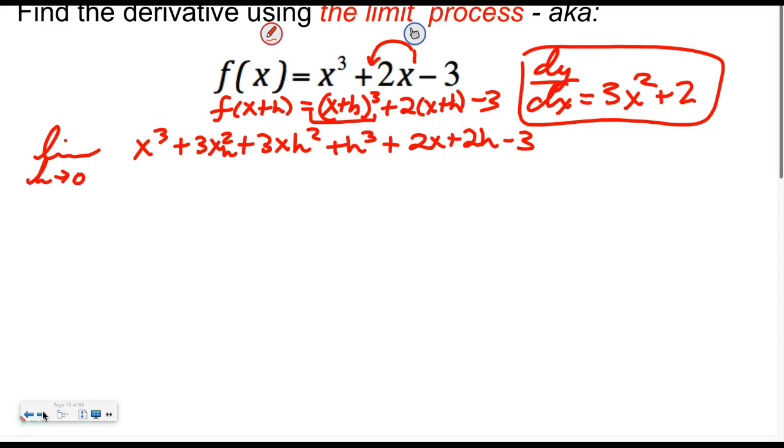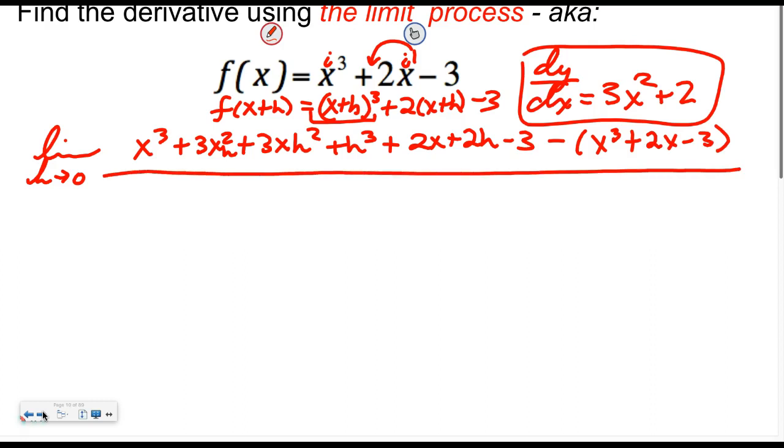FYI, all I have just done is f of x plus h. I was supposed to take the input, cube it, plus twice the input, and subtract 3. That's all I've done, right? I still need to subtract off what? That's f of x plus h. Minus what? F of x. Yeah, which is the function itself. So that'd be x cubed plus 2x minus 3.